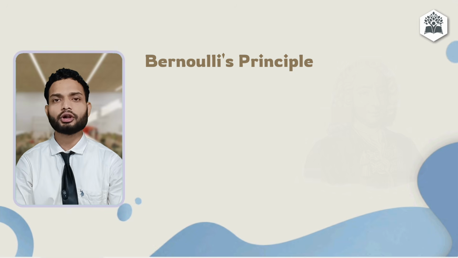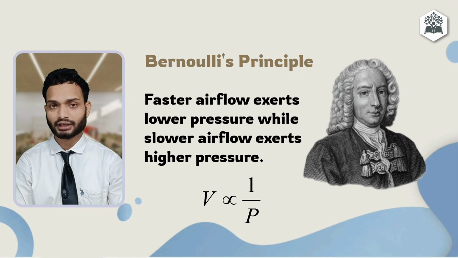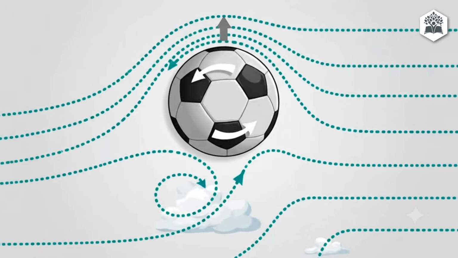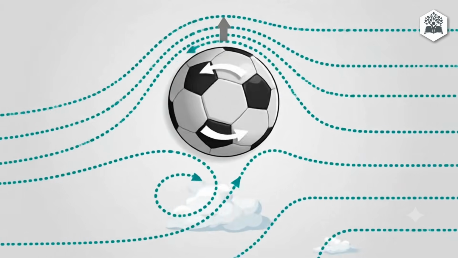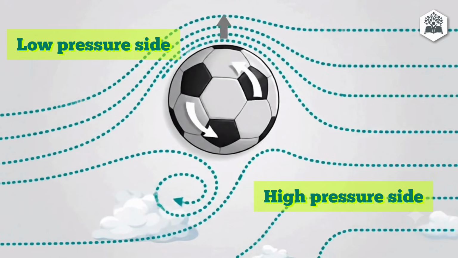There's a principle called Bernoulli's principle, and according to Bernoulli's principle, faster moving air exerts less pressure. So the side where the air is moving faster experiences lower pressure, while the side where the air is moving slower experiences higher pressure. So the ball is effectively being pushed from the high pressure side toward the low pressure side. That, my friends, is nothing but the Magnus effect in action.